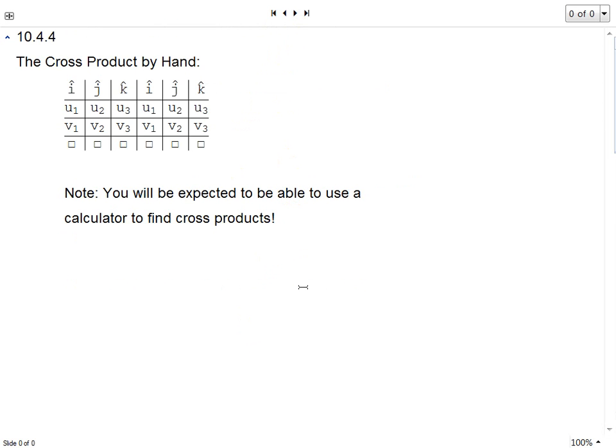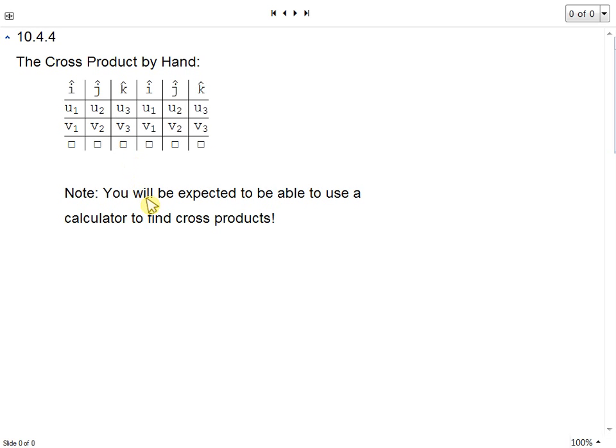So there are all these different ways of doing cross products. I'm going to show you two different ways. The first way is by using this little table, and I'll show you how to use this table to get the cross product.